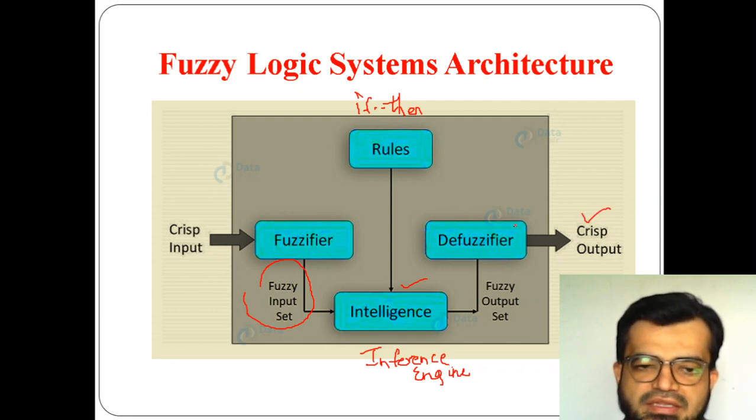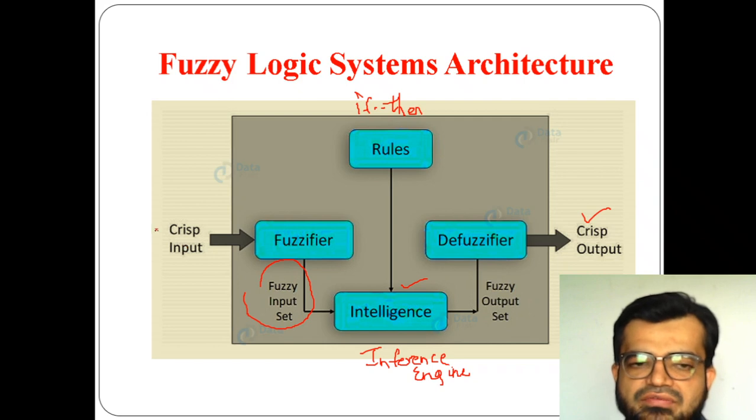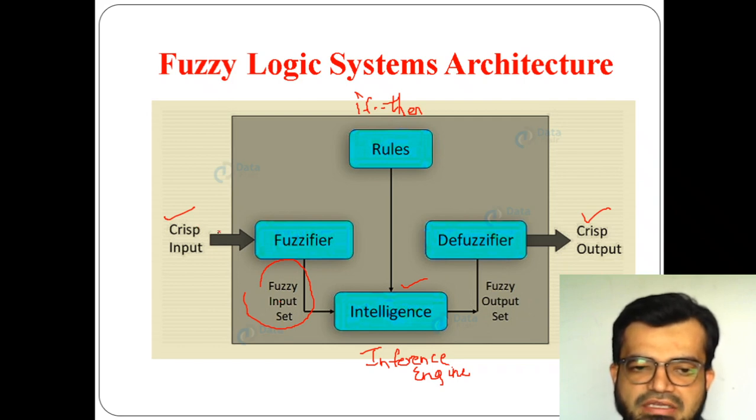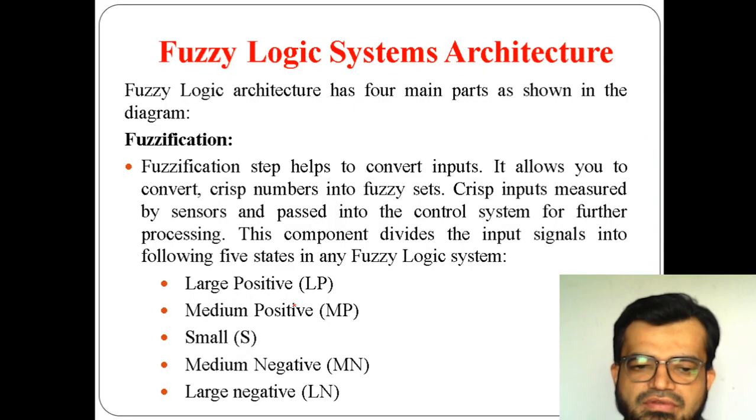In order to get the output in normal form, that is crisp form, we use the defuzzifier. Basically, whenever you give an input, you give it in crisp form. Crisp form means the input is specific, it has a specific value, very precise in nature. But if I am using the fuzzy logic architecture, then by this fuzzifier, the crisp data gets converted into a fuzzy input set. Now how is it going to convert? That is what we are going to see here.